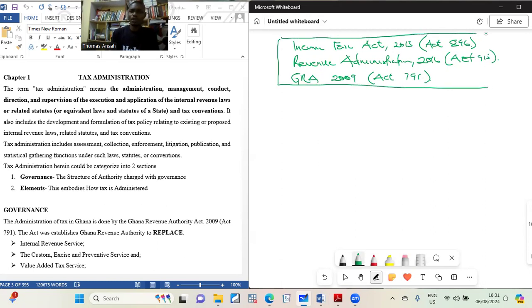Now, when we get to the VAT, we will use the VAT Act, the 2013 one. Then when we get to the petroleum, we'll be using the Petroleum Revenue Management Act, and also the Income Tax Act. So we'll be combining it.